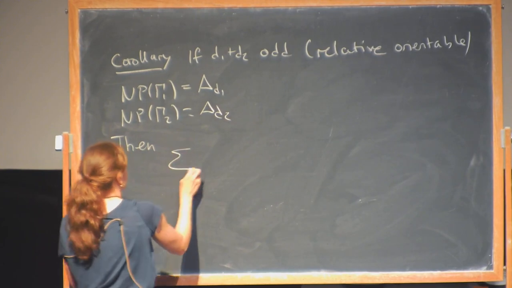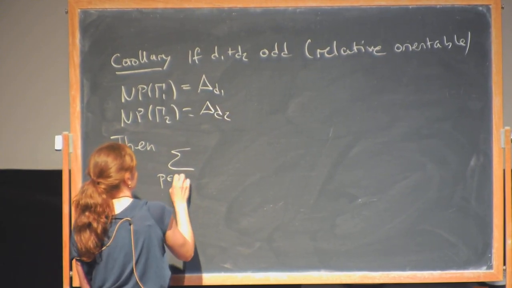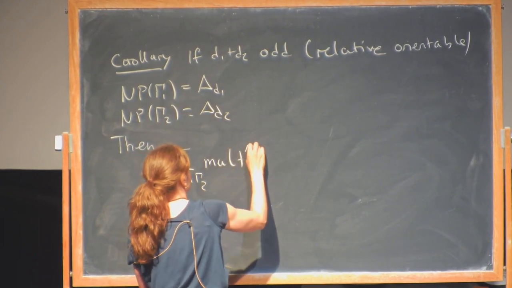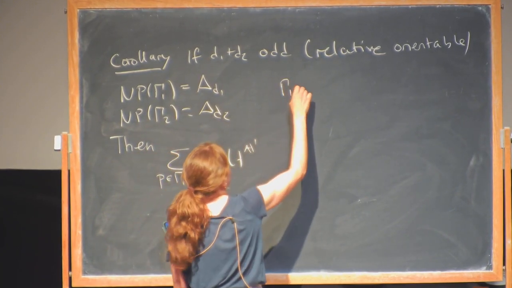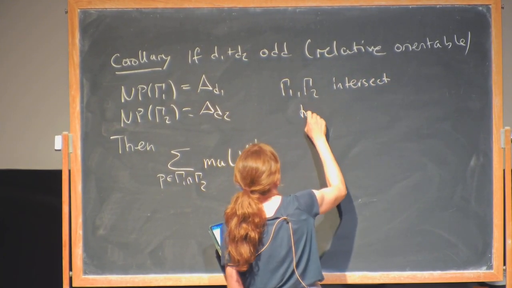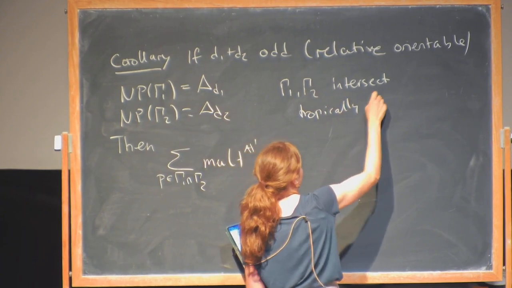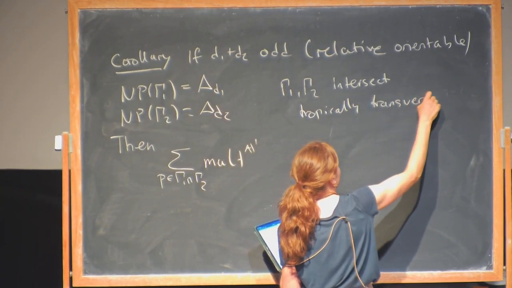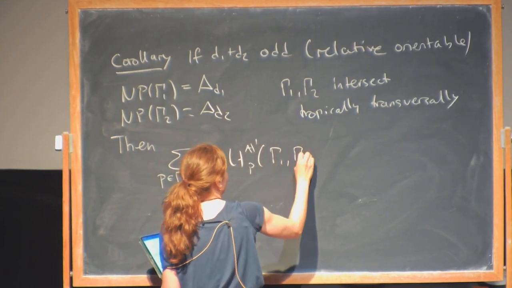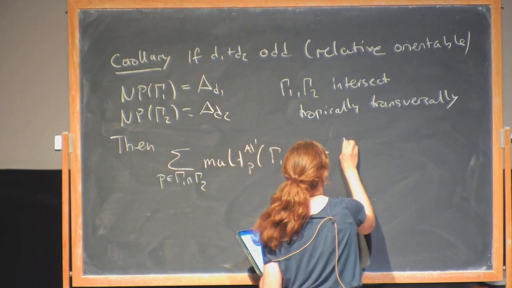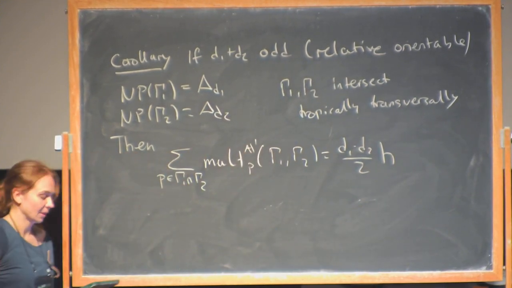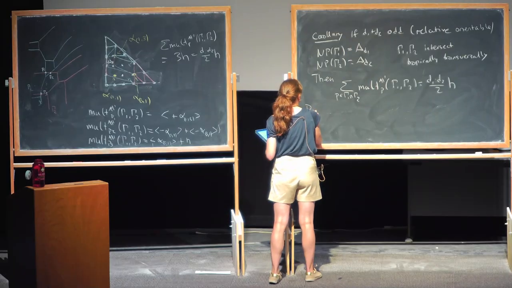if I sum up over all the intersection multiplicities, let's assume gamma 1 and gamma 2 intersect tropically, transversely, for gamma 1, gamma 2, I get d1 times d2 over 2 times h. So let me give you the proof of this.